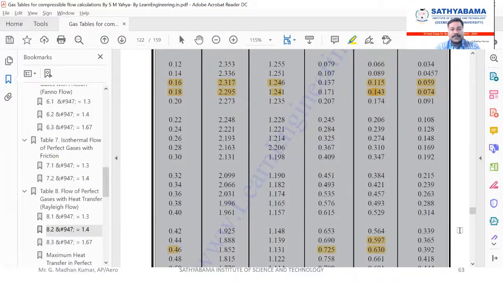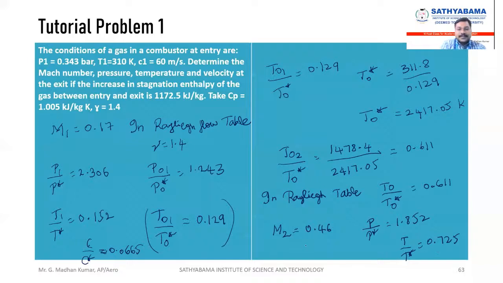And then we have to find pressure. Pressure we have written, and temperature we have written, and then the velocity ratio. Velocity ratio is 0.39. Now what we are going to find is P2, T2, C2, correct? That is in the question. Mach number we have found as 0.46, and then we have to find pressure, temperature, and velocity, right?